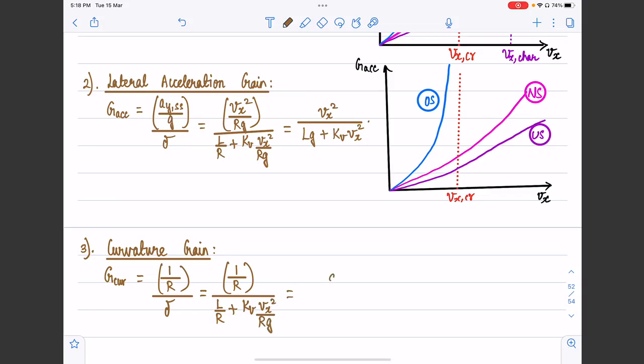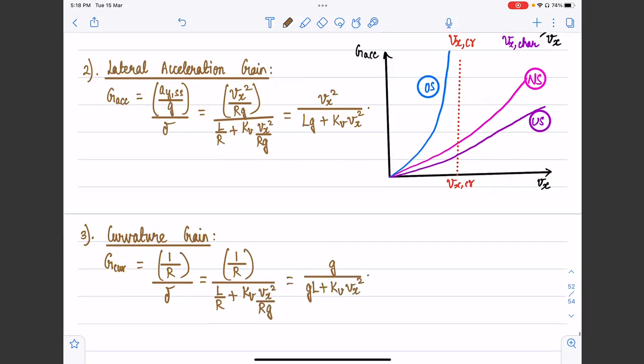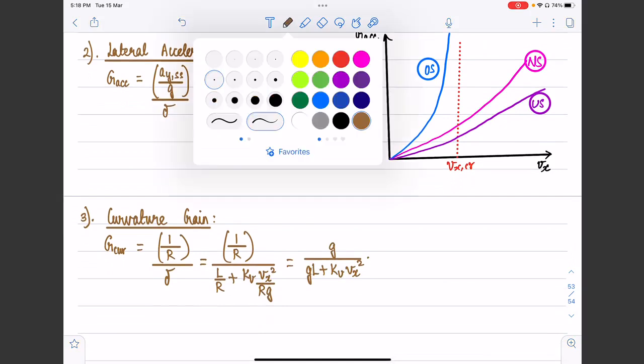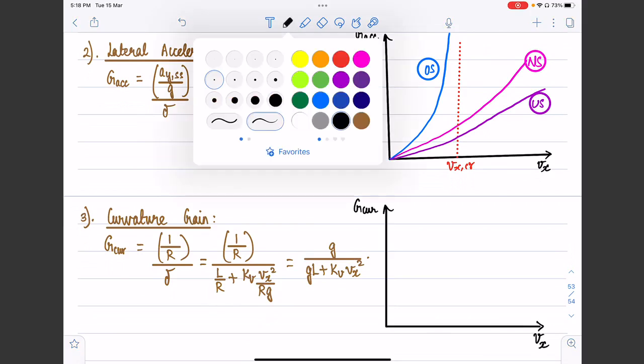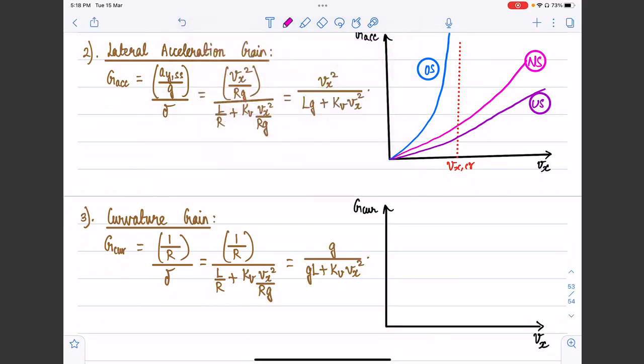And consequently, we are going to have G divided by GL plus Kv Vx squared. So this is what you end up with for the curvature. If we were to draw a plot for the curvature gain versus the longitudinal speed, what will we get? Let's look at that for all three states. We are plotting Vx versus the curvature gain. For neutral steer, once again, Kv is 0. So immediately we will see that the curvature gain will be 1 by L for a neutral steer.